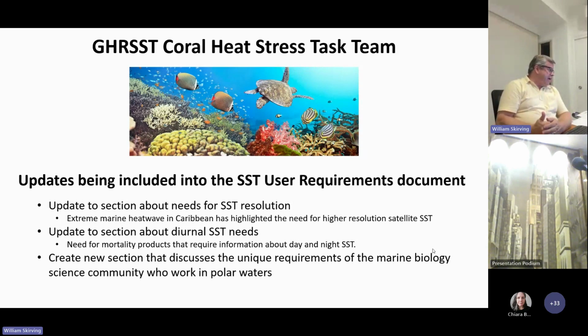And then lastly, we currently cover pretty well all of marine biological needs in all oceans, not just corals, except the polar waters when it comes to our user requirements document. So I've enlisted a couple of people that work in the polar regions to help us update that. And as you could expect, it's mostly a sea ice story and how they would like us to cope with that for them.